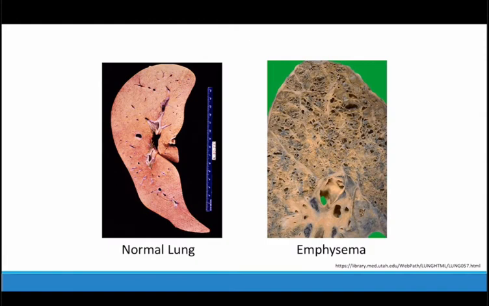So on the left, you can see an image of a normal, healthy lung. On the right, a lung with emphysema. You can see much larger gas spaces. When the alveoli get destroyed and we lose elastin, we get coalescence of our alveoli.